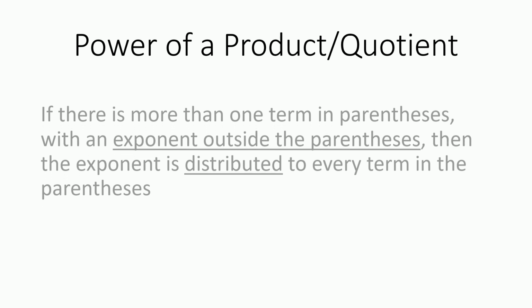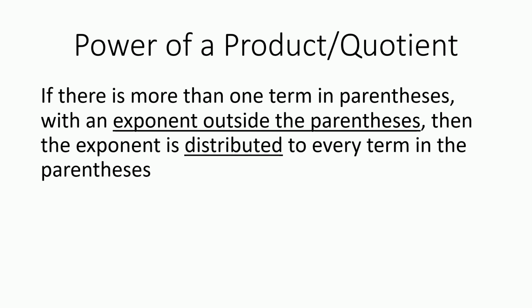So we're talking about more exponent properties, and a couple of the exponent properties that are very, very similar are the power of a product and power of a quotient. How those work is that you're going to see parentheses. And if there's more than one term inside a set of parentheses with an exponent that's outside, then that exponent is distributed to every term that's in the parentheses.